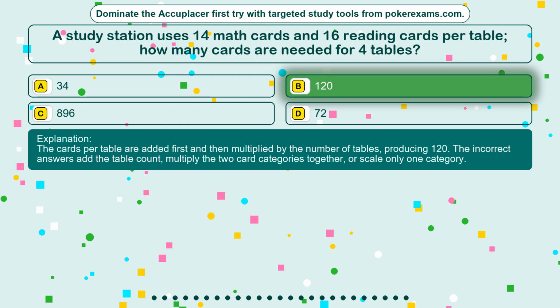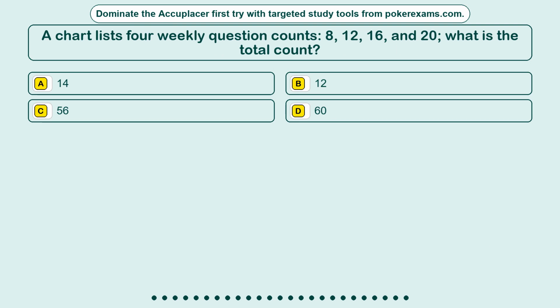Question 9. A chart lists 4 weekly question counts, 8, 12, 16, and 20. What is the total count? Option A, 14. Option B, 12. Option C, 56. Option D, 60.